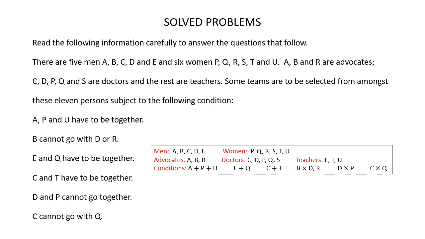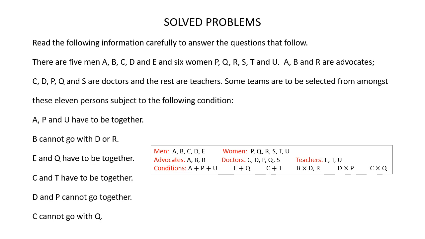Some teams are to be selected from amongst these 11 persons subject to the following conditions. A, P and U have to be together. B cannot go with D or R. E and Q have to be together. C and T have to be together. D and P cannot go together. C cannot go with Q.